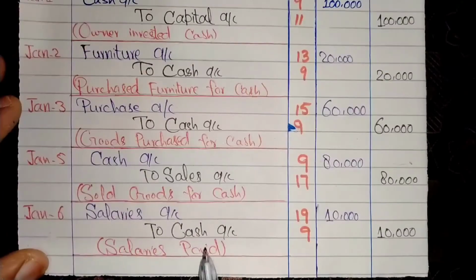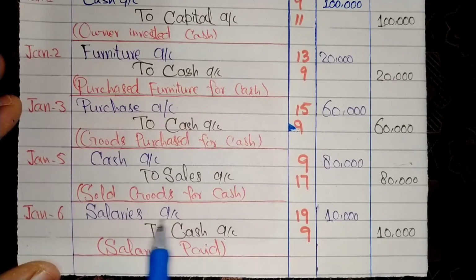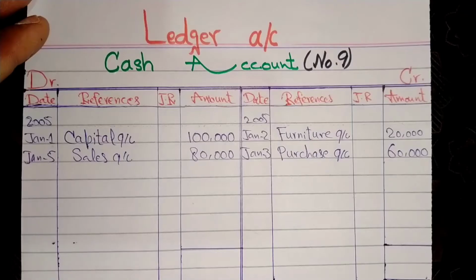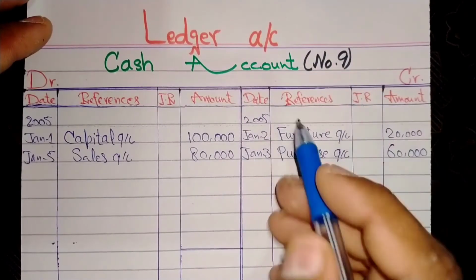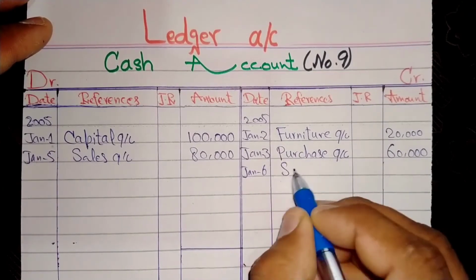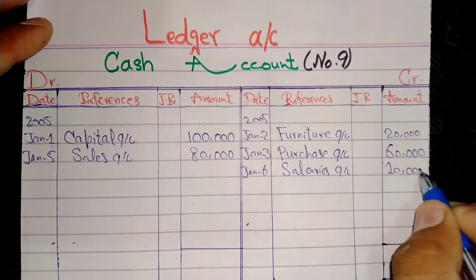The last journal entry of this illustration which has cash account is on Jan 6th, salaries account to cash account, because salaries paid by the business with cash amounted 10,000 rupees. Cash account credit here by salaries account. So we will enter in ledger account this entry in this way: salaries to cash. So cash is credit by salaries. The date Jan 6th. Cash credit by salaries account amounted 10,000 rupees.